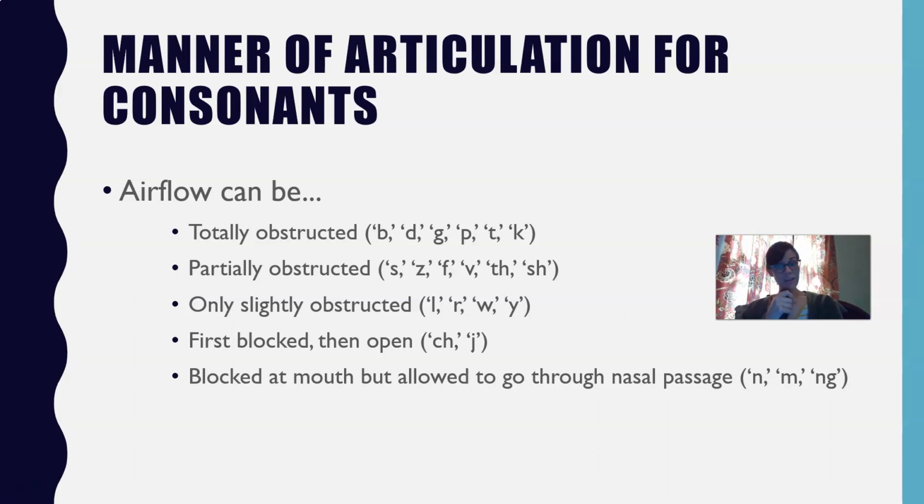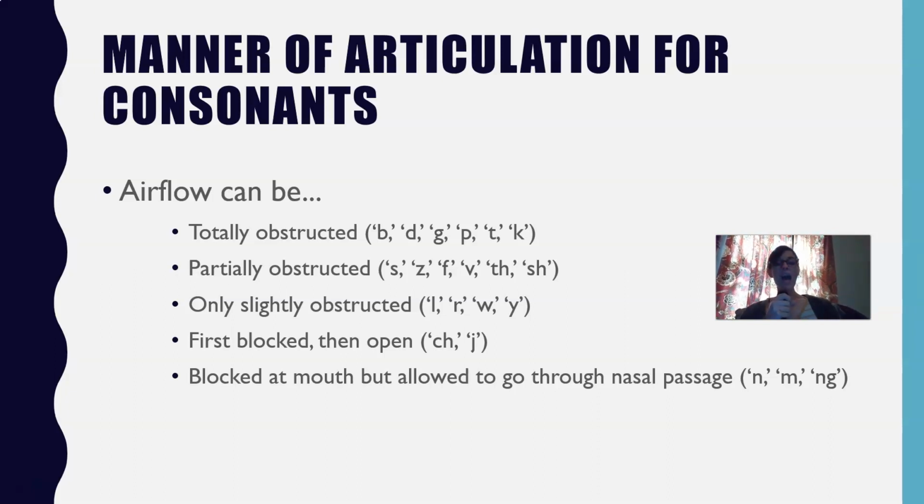F is what we call a fricative because it involves a little bit of friction between the lips. F, V, Th, and Sh. All of them have a partial airflow obstruction. You can still feel some air going through, which is why you get that sh or hissy kind of sound with some of these.